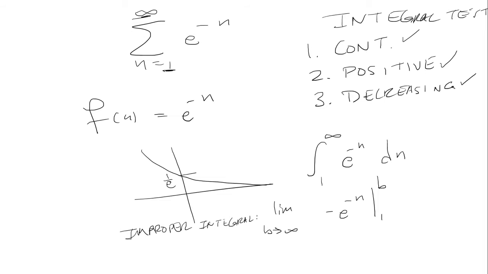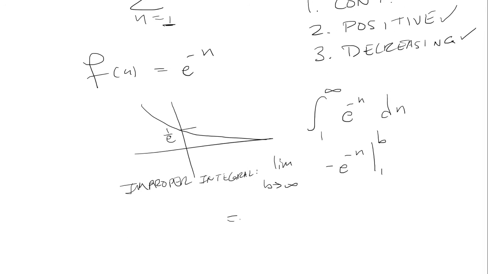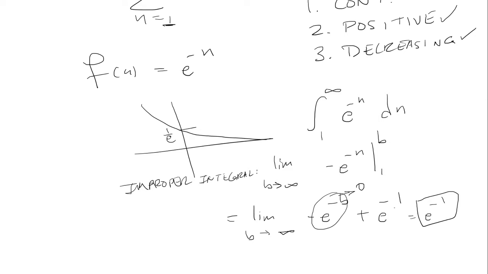Okay, so we can simplify this further. We're going to plug in b first. So that'd be negative e to the negative b minus negative e to the negative 1, which is the same thing as adding e to the negative 1. We know that this is an exponential decay, therefore this is going to go to 0. So what we're left with is e to the negative 1 as the integral answer. This is less than infinity, therefore the sum converges.